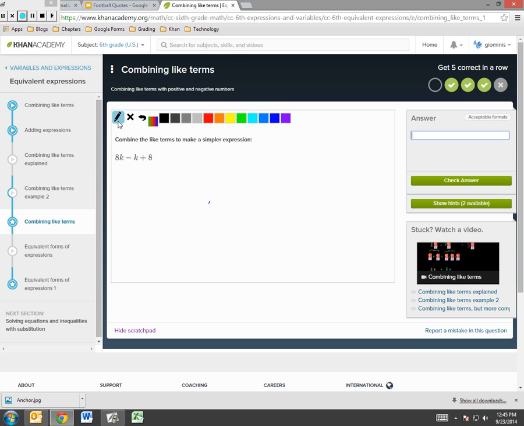Now, for this one here, we have 8k's. So we need to see if we have any other term that also has a k. And again, there's no exponent here. So we have to find another k with no exponent. Well, this one is an exponent. Now, I have 8k's minus a k.